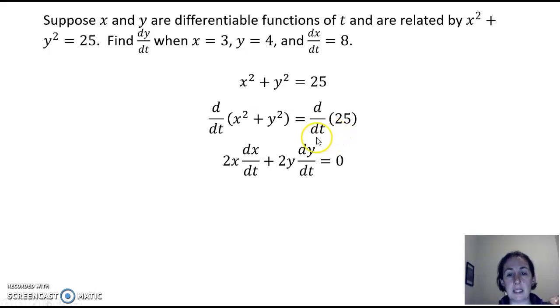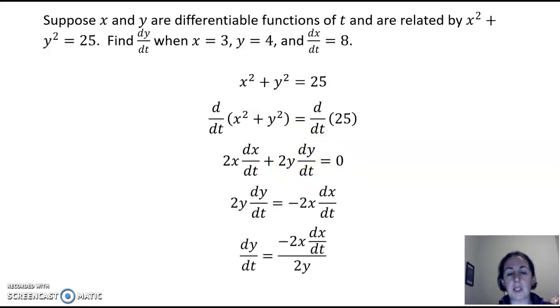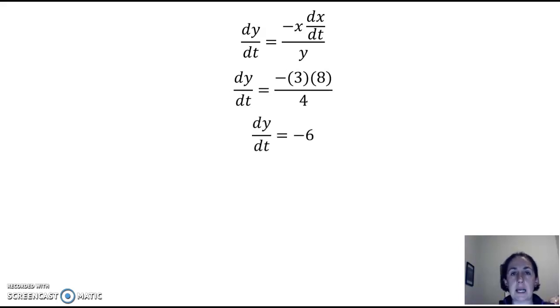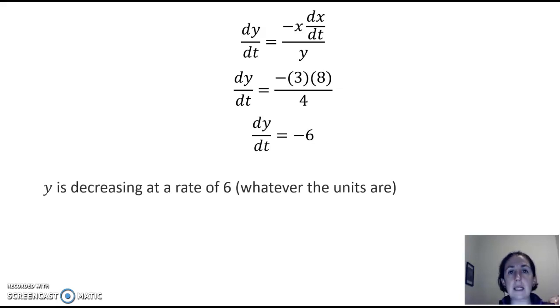And so we're trying to find dy/dt, so we'll solve for dy/dt. We'll subtract that 2x dx/dt from both sides, then divide both sides by 2y. Notice these 2's are going to cancel, and we have that the rate at which y is changing with respect to t is negative the x value times dx/dt all over y. So we wanted to find this when x was 3, dx/dt was 8, and y was 4, which tells us the rate at which y is changing with respect to t is negative 6. So this means that y is decreasing at a rate of 6, whatever the units are. They weren't given because this isn't an actual application problem.